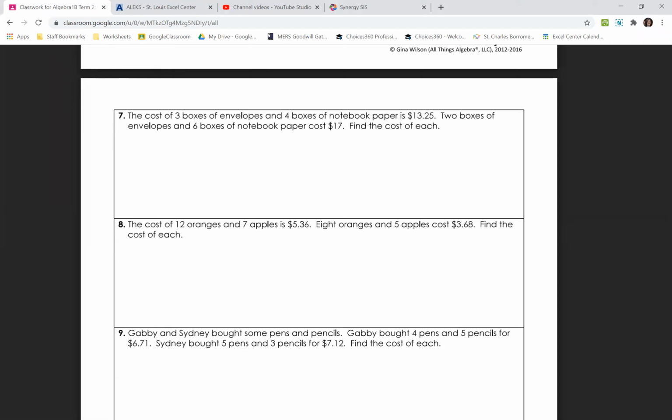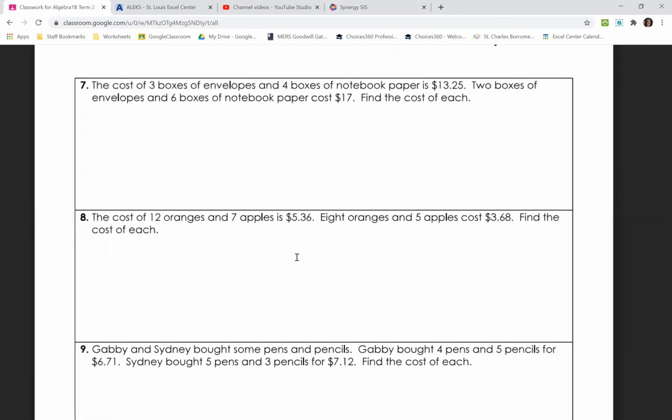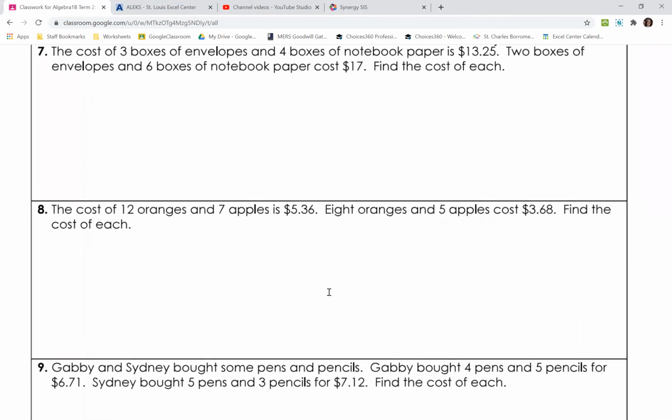So these word problems, they're set up a little bit differently. I'm gonna make this a little bit bigger, okay? So let's read through it. The cost of 3 boxes of envelopes and 4 boxes of notebook paper is $13.25. 2 boxes of envelopes and 6 boxes of notebook paper cost $17. Find the cost of each.